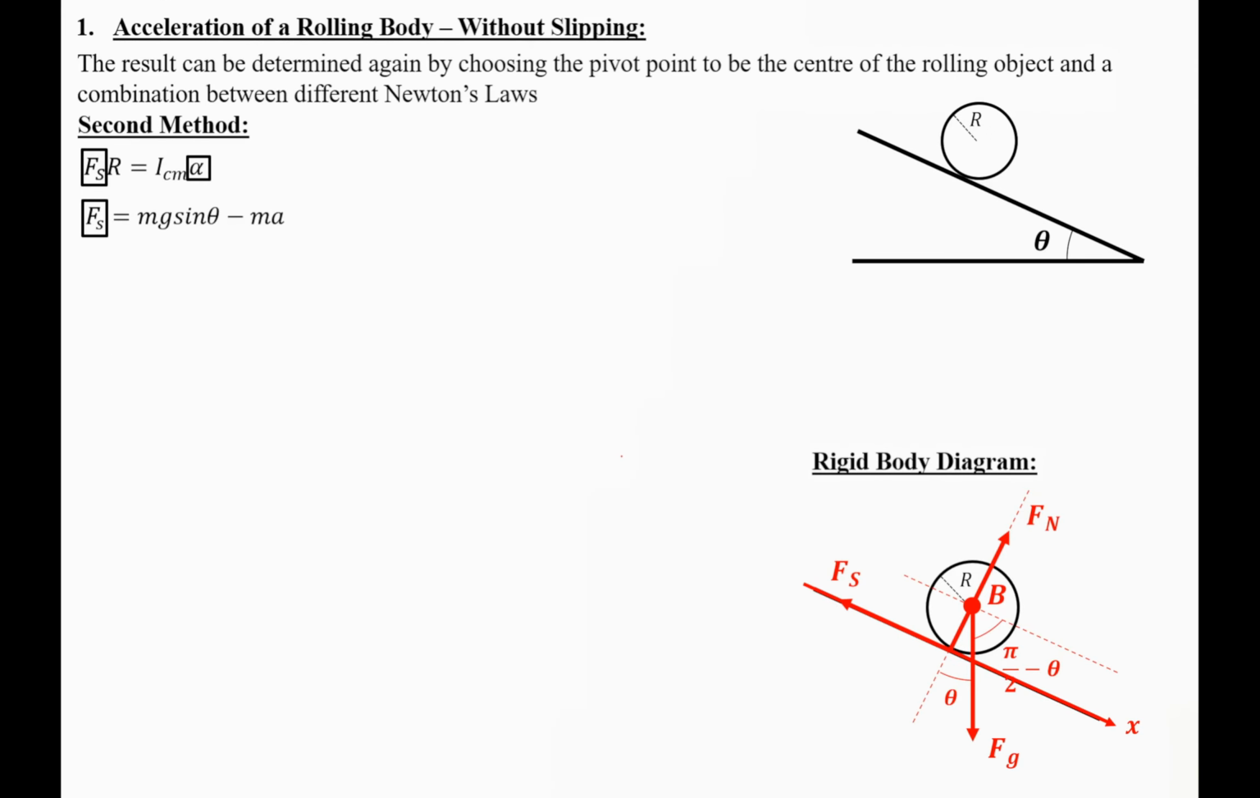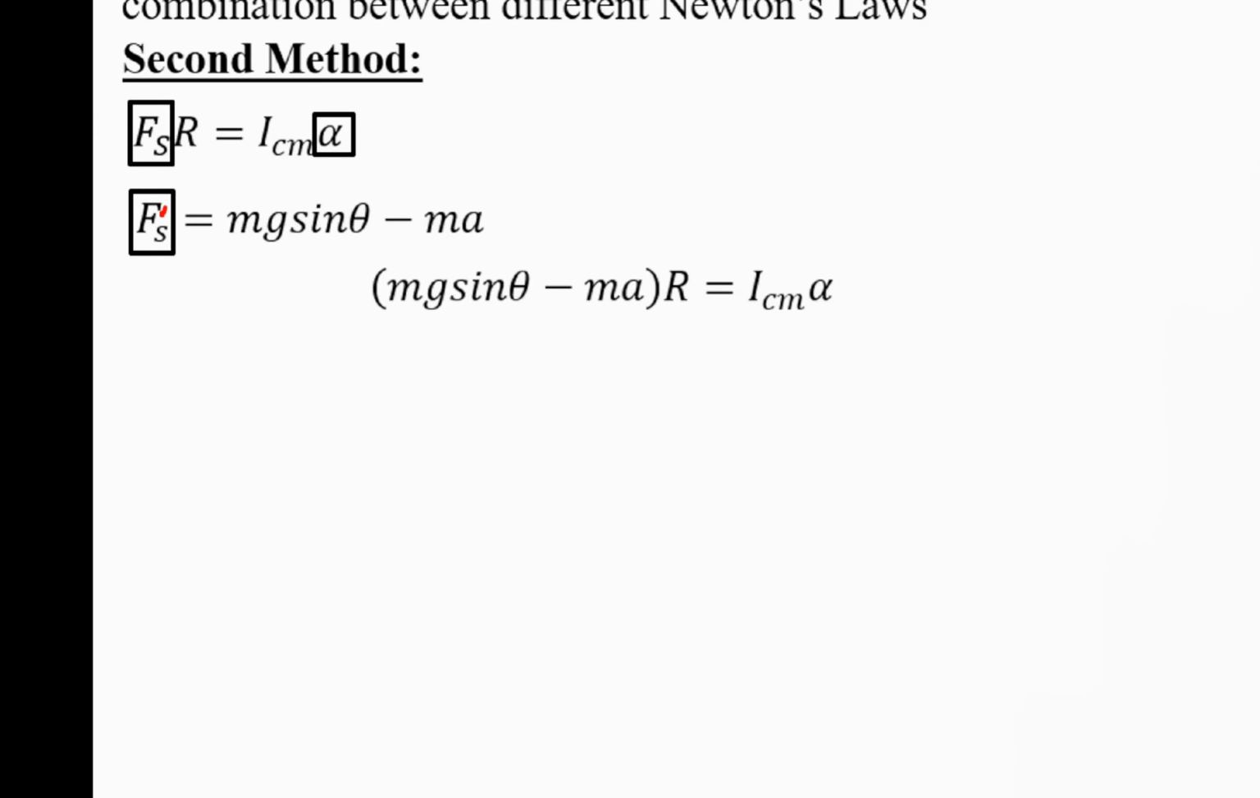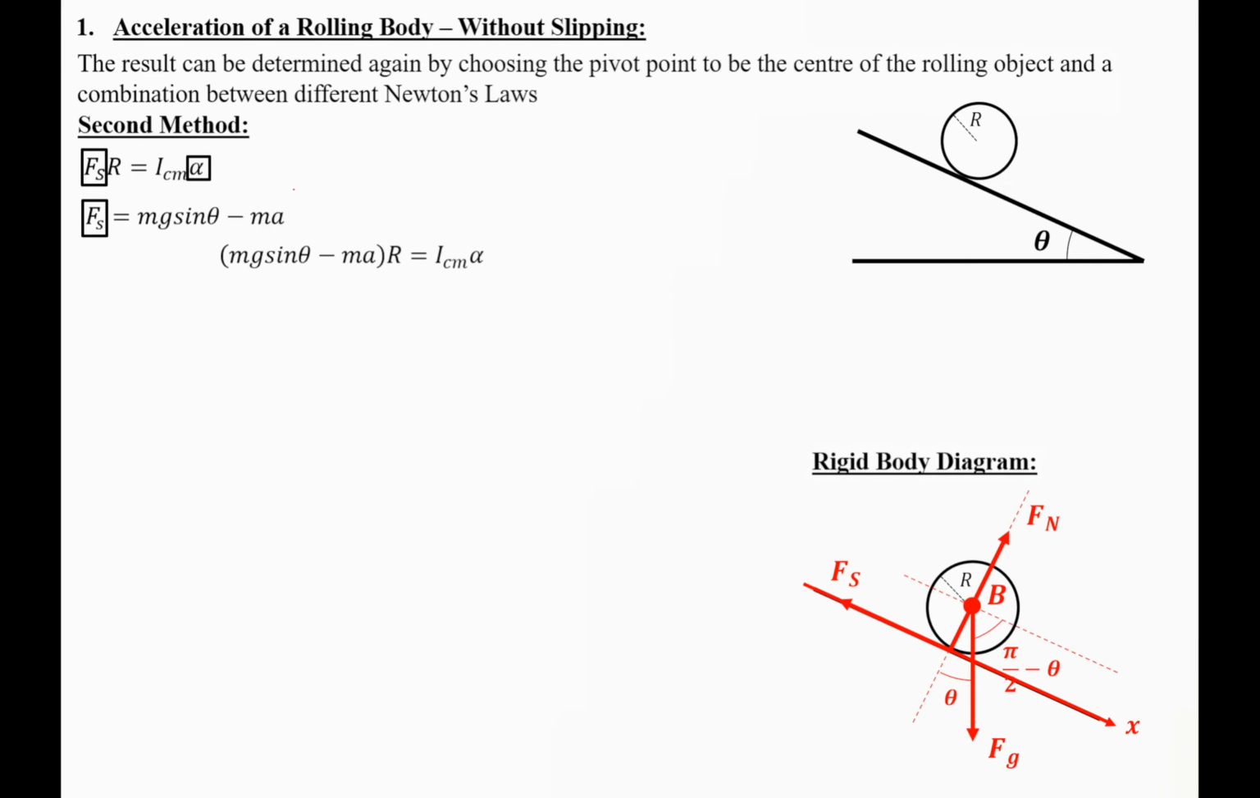Now we have the two following equations. Replacing Fs here, we would get the following. And we know that alpha is a over R, so alpha can be converted to a. Now here we'll perform the same trick. So what we're going to do is the following.